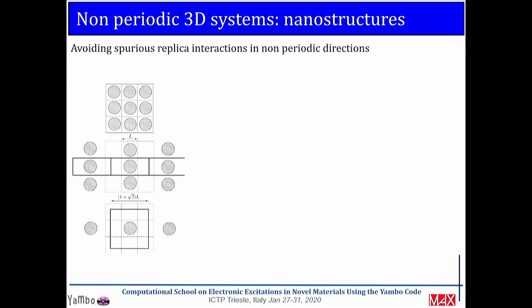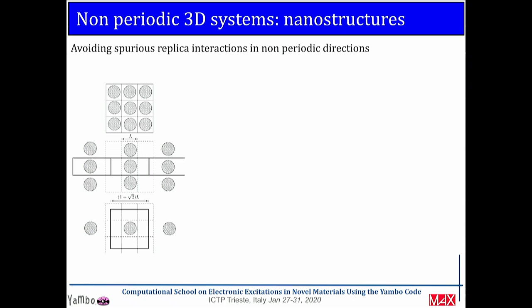And so the naive first thing that comes to your mind, this is a problem that you have also in a DFT calculation, is to enlarge more and more, so putting more and more vacuum in the non-periodic direction. Unfortunately, the convergence with respect to the vacuum is very slow, and the scaling of the computational cost, putting more and more vacuum, is very bad.